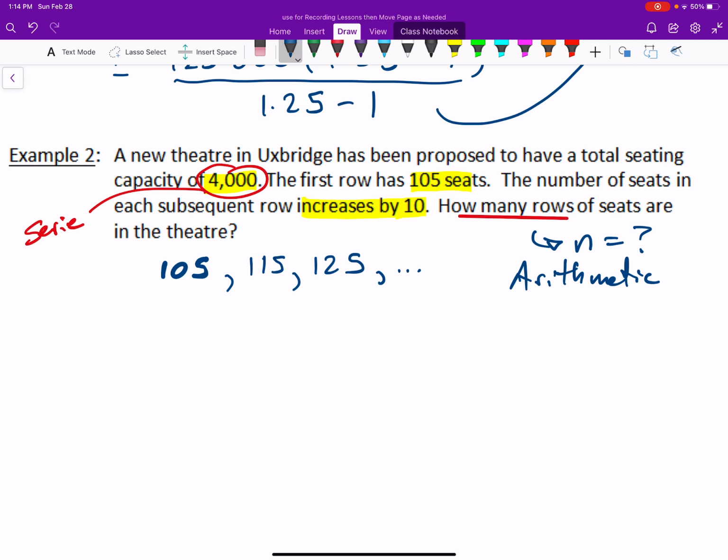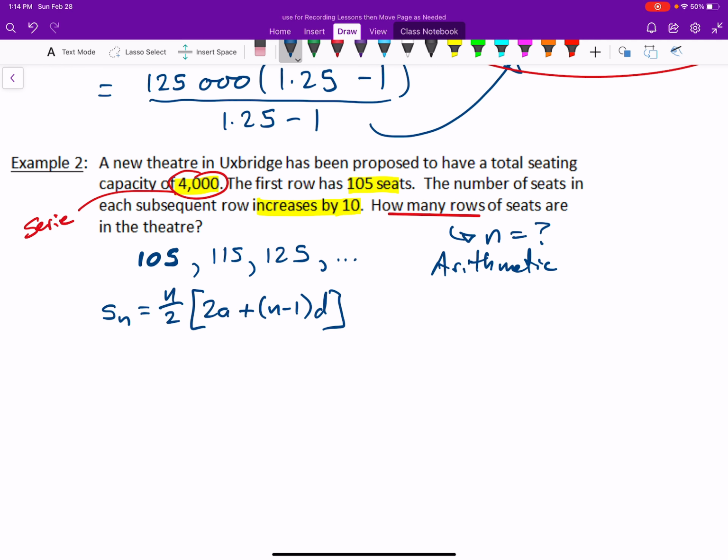I want to find n, so I want to use the version that says S sub n equals n over 2 times 2a plus n minus 1 times d. So I've got to find out what n is in this formula, but I know everything else. I know that the sum for however many rows it is, 4,000. I know that the initial amount, a, is 105 seats in that first row. I know the common difference is 10 because it goes up each time. So now all I have to do is plug these in and solve the equation for n. So let's do that.